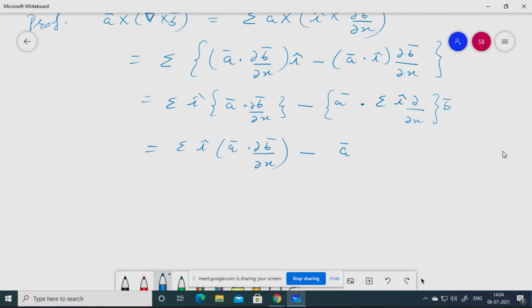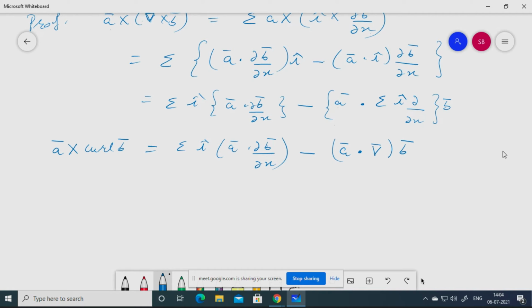So what is this thing now? This is A bar dot, if I expand this summation sign, I will get A bar dot I dou by dou X plus J dou by dou Y plus K dou by dou Z. What is that? It's the operator del. Right? Yes, ma'am. Followed?